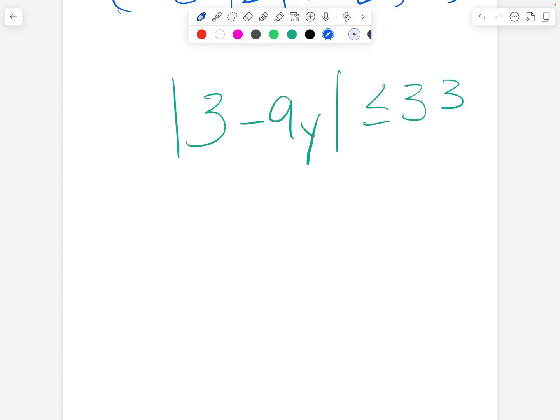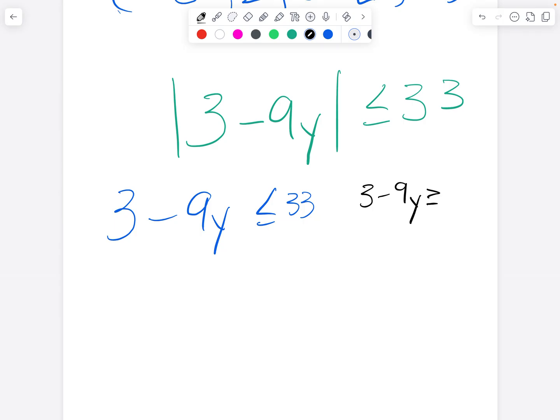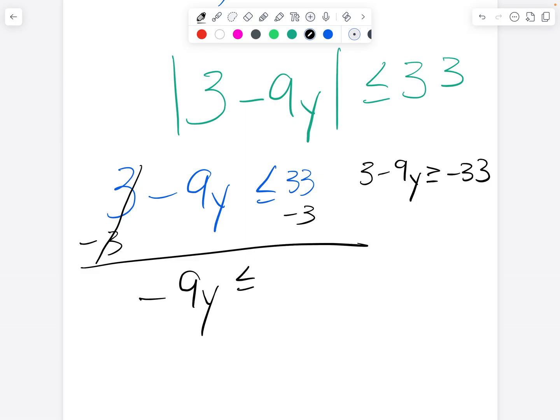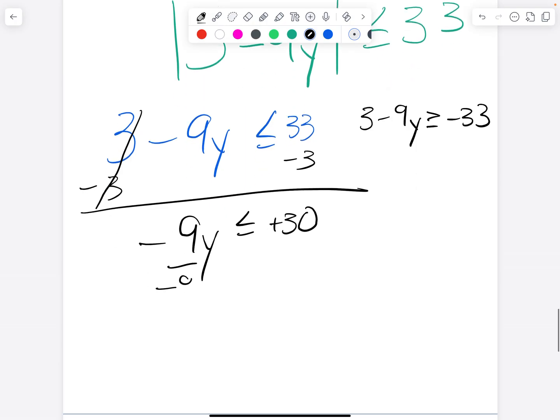So this is isolated. So you're ready to split it into 2 equations. And then the other equation would be, flip the symbol and then solve each one. So then there would have been -3. This would be -30 or +30 actually. And then because I'm dividing by the -9, you have to flip the symbol.